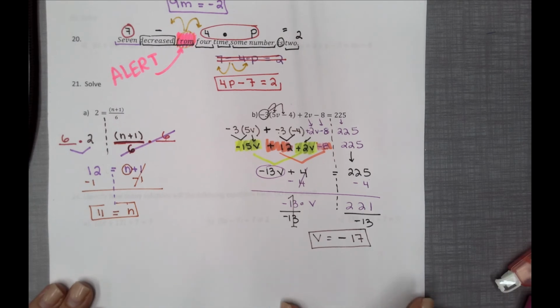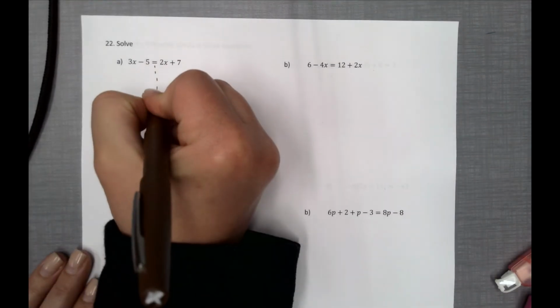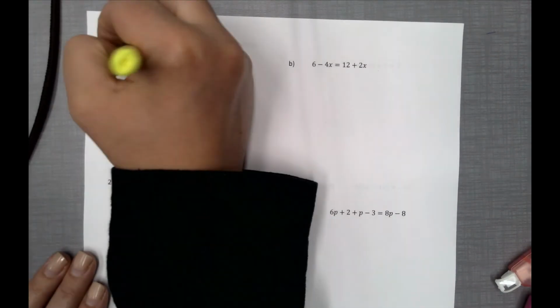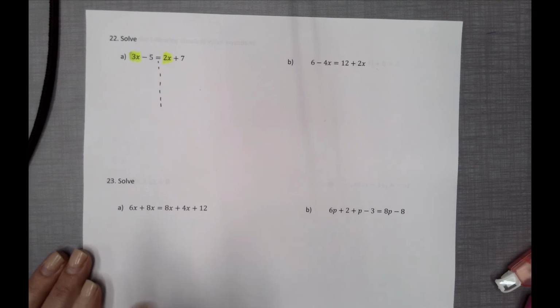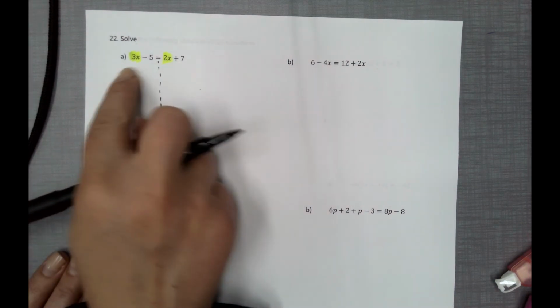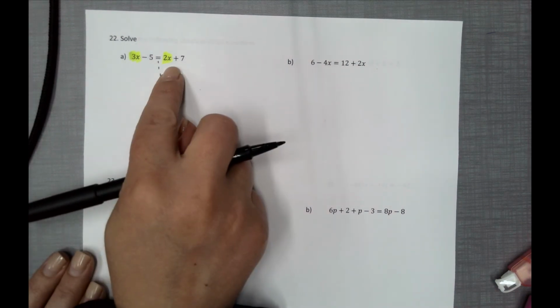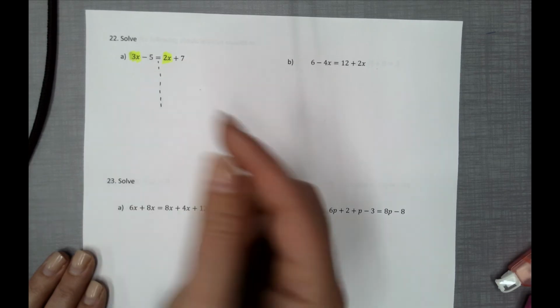Moving forward, let's see what we have next. More solving. Fantastic. Let's keep practicing. Dotted line. Now this time I am noticing I have like terms but on opposite sides. So when you have like terms, I'm going to pick up the smaller number. It could be a negative. It could be just smaller number in general. And I'm going to move it to the other side.